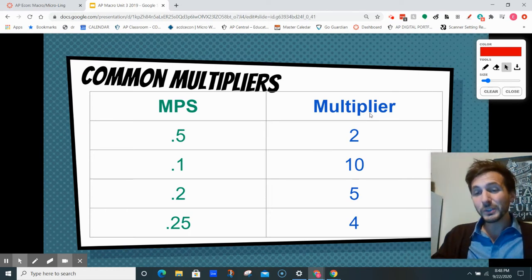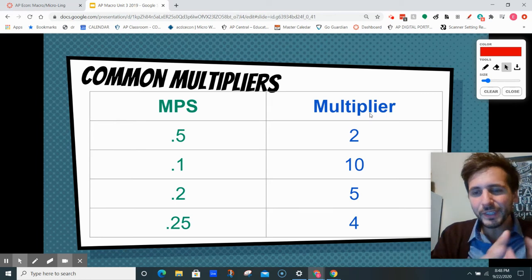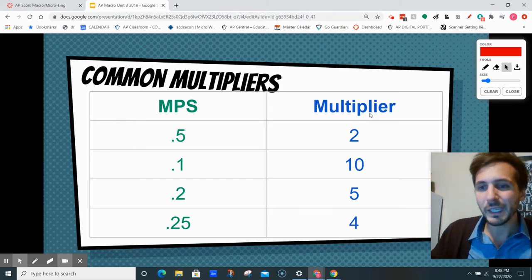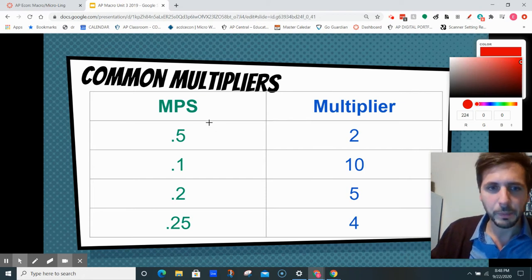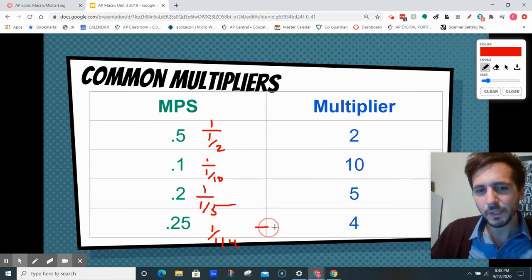Because you're not allowed to use a calculator on the actual macroeconomics exam, they believe that these equations make it easy for you to calculate in your head or on paper. So 1 over 0.5 is actually 1 over 1/2. That's what kicks out 2. 1 over 0.1 is actually 1 over 1/10. That's what kicks out 10. And 1 over 0.2 is 1 over 1/5. And that's what kicks out 5. And of course, 1 over 1/4. And that's what kicks out 4.